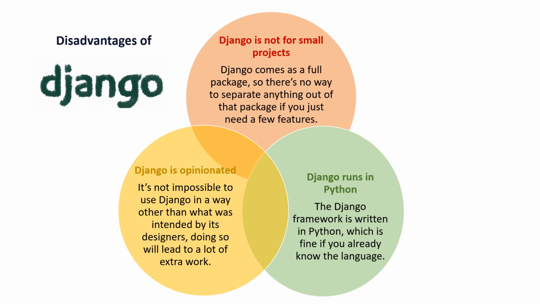And Django is opinionated, that is, the framework is opinionated, which means it is not possible to use Django in a way other than what was intended by its designers. That is, doing so will lead to a lot of extra work. So other than the way that was intended by its designers, Django cannot be used in another way. So Django is opinionated.